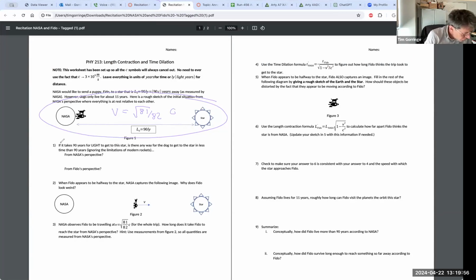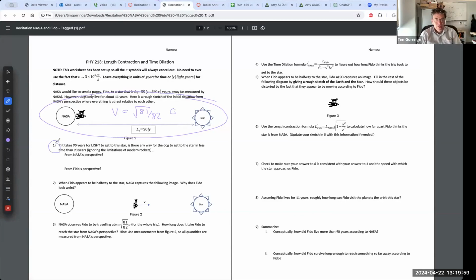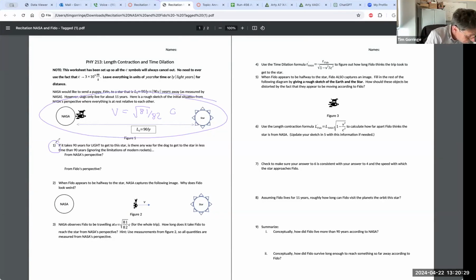In the first question, we're told that it takes light 90 years to get from the Earth to the star. Can the dog get to the star in less time? Can the dog get to the star in less time from the Earth reference frame, or from the dog astronaut reference frame? From the Earth reference frame, the answer is no.